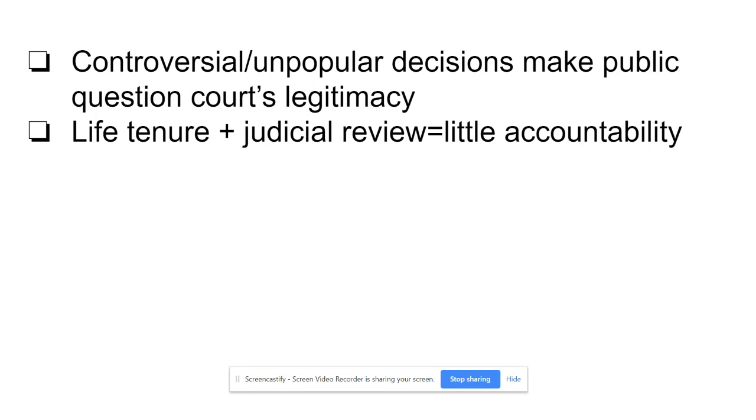A second thing that's just real clear is that life tenure plus the ability to rule laws unconstitutional means that there's almost no accountability. There's no accountability for Supreme Court justices. Like, what can you do? Vote them out the next time? Oh, no, you can't. So they have a lot of power. And so people question whether that's right. That questioning is like questioning their legitimacy.